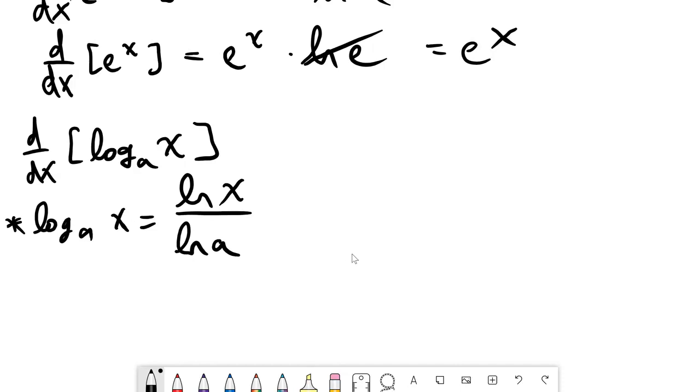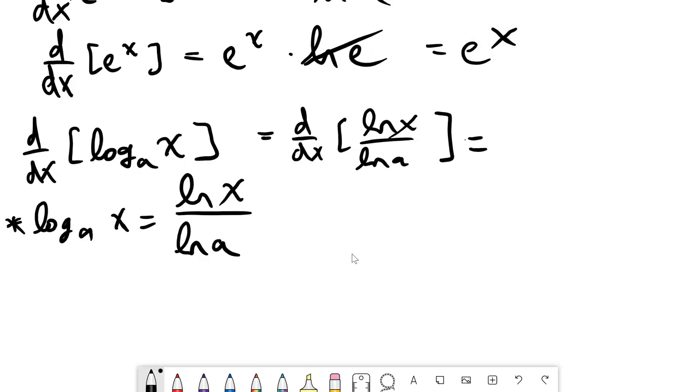This is what I'm going to take advantage of. So we're going to rewrite this as the derivative with respect to x of the natural log of x divided by the natural log of a. In other words, the natural log of a is the constant, so we can take that out. Natural log of a times d/dx of the natural log, and we know this. This is actually really easy.